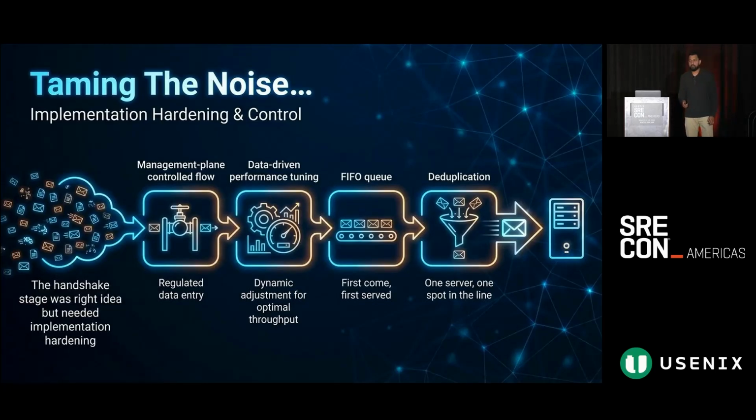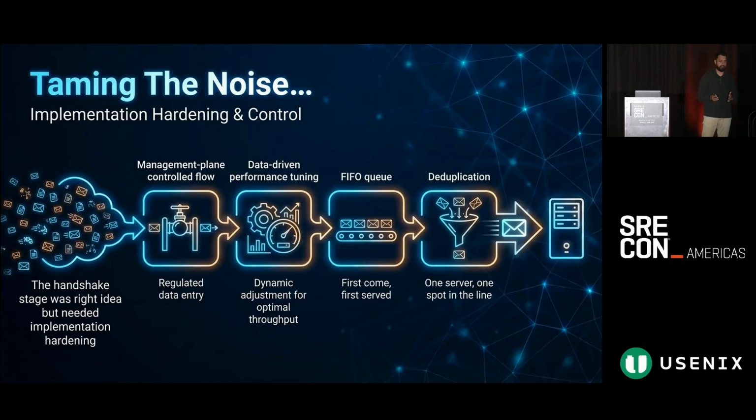So it turns out that the idea of having flow control through a sync handshake stage was the correct idea. However, the implementation needed hardening. Because what would happen is we had not really handled the thundering herd just yet. When, let's say, 10 servers were sending over their full sync data, all the other servers would just keep on checking with the management plane, asking, hey, can we sync our data? Can we sync our data? And all of this noise was just needless.